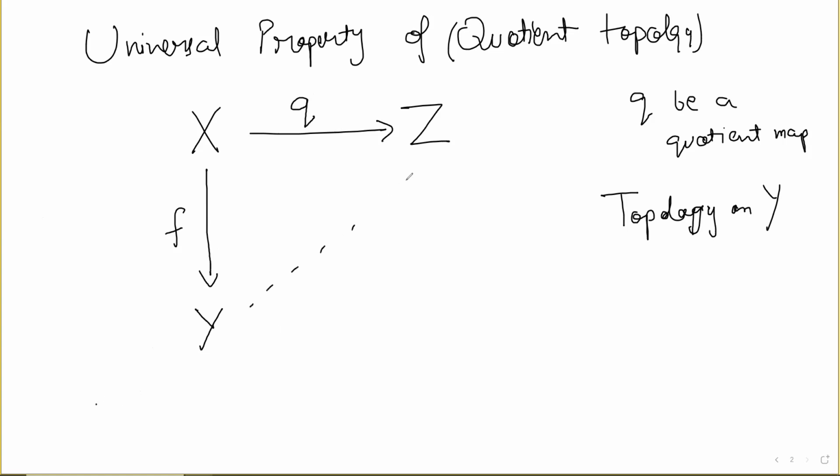Okay. So there exists a unique map from Y to Z, but when? Q is a quotient map, so Q will be continuous, and F is continuous. So you need to say that the fibers of this contain the fibers of Q.